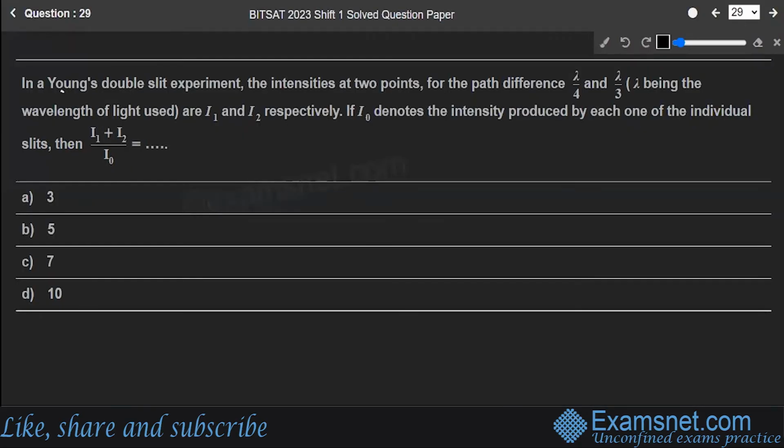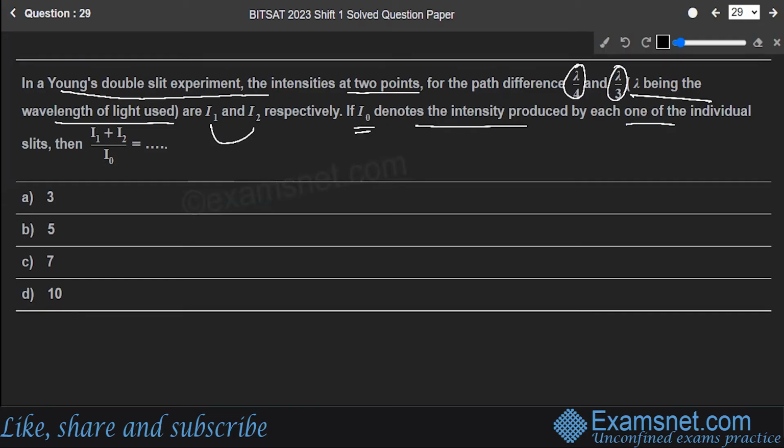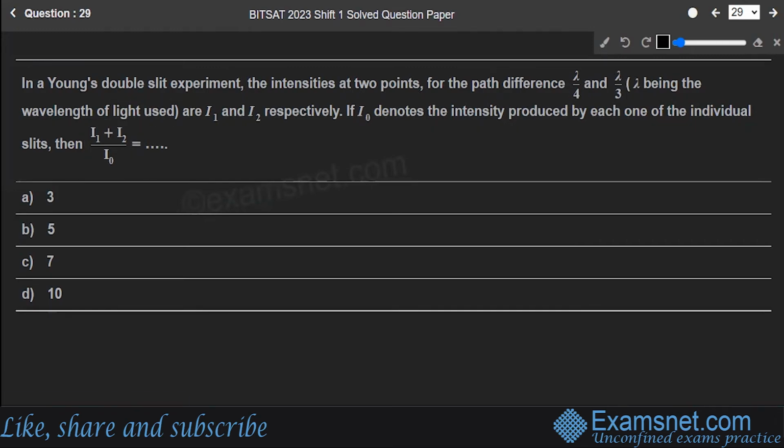This was question number 29. In a Young's double slit experiment, the intensity at 2 points for the path difference lambda by 4 and lambda by 3, where lambda is the wavelength of the light used, are I1 and I2 respectively. If I0 denotes the intensity produced by each one of the individual slits, then what is the value for I1 plus I2 divided by I0?